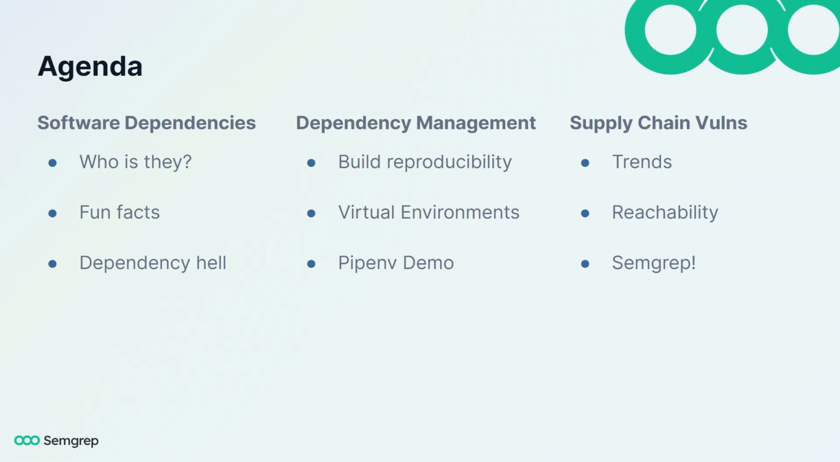And then we'll talk about supply chain vulnerabilities specifically, some generic trends, what reachability is, which is kind of our flagship feature at Semgrep when it comes to supply chain security. And then I'll walk through Semgrep from a higher level perspective and how you can use open source Semgrep for vulnerability research, or you can even use our full platform for any open source projects because it's entirely free.